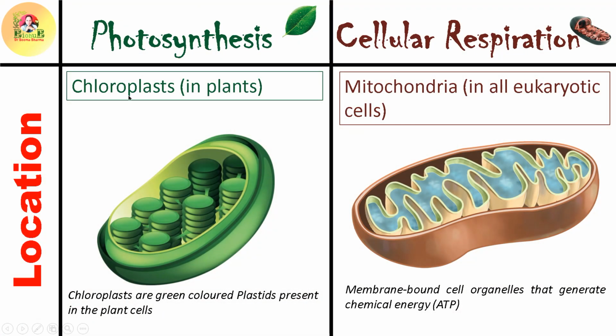Photosynthesis takes place in the chloroplast, and chloroplasts are green color plastids which are present in plant cells. Cellular respiration takes place in mitochondria, which are present in all eukaryotic cells. These mitochondria are actually membrane-bound cell organelles that generate chemical energy.